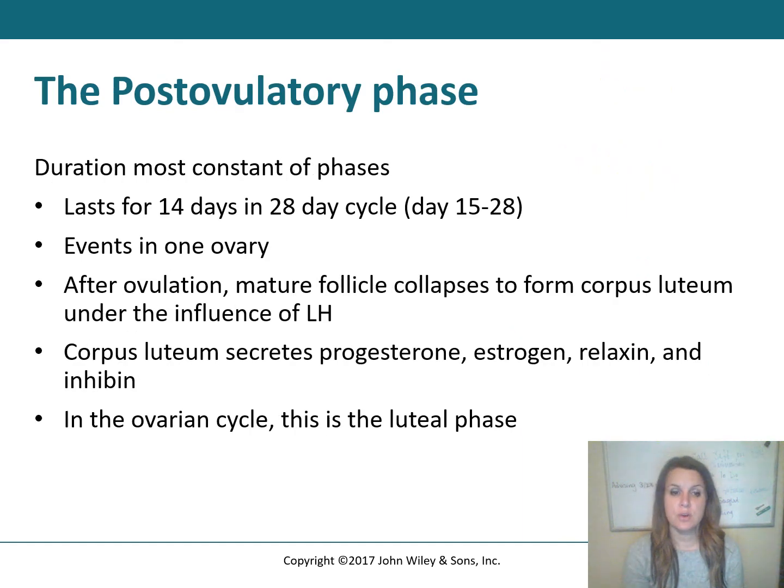So the post-ovulatory phase is going to be the most constant of phases, meaning the period usually goes from day 15 to day 28. And this is happening in one ovary because the Graafian follicle that ruptured came from one ovary. And after ovulation, the mature follicle collapses to form what's called the corpus luteum under the influence of LH. The corpus luteum secretes high amounts of progesterone and estrogen, relaxin, and inhibin. And in the ovarian cycle, we call this the luteal phase.